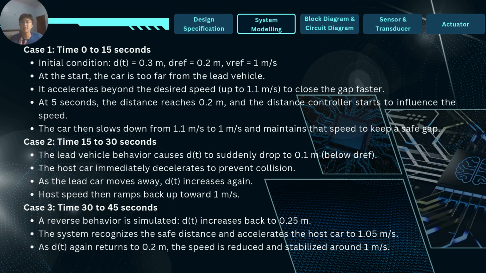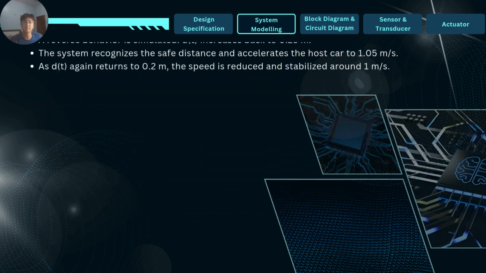At 15 seconds, the lead car brakes hard, and the gap shrinks to 0.1 meter. Our car cuts speed right away, avoids a crash, and holds a safe gap. When the lead car moves off again, the gap grows, and from 30 to 45 seconds, the gap reaches 0.25 meter. So the system lets the car speed up slightly to 1.05 meters per second, and then slow back to 1 meter per second as the gap returns to 0.2 meter. Throughout, the distance stays between 0.1 meter and 0.3 meter, and speed changes are smooth, proving the controller works.